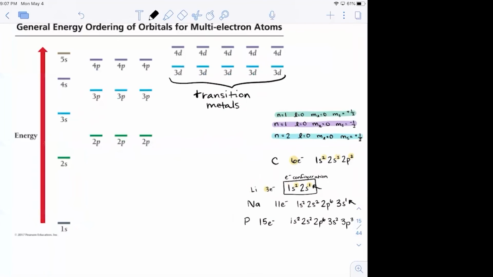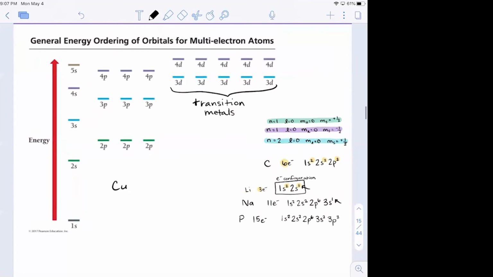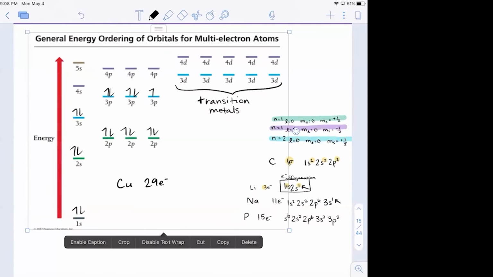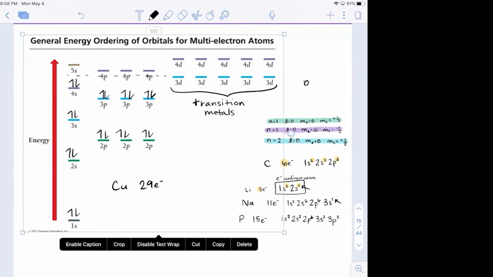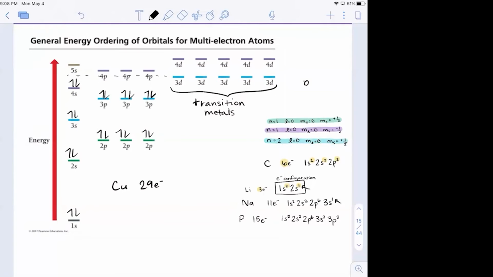Let's go ahead and look at copper. Copper has 29 electrons. 1, 2, 3, 4, 5, 6, 7, 8, 9, 10, 11, 12, 13, 14, 15, 16, 17, 18, 19, 20. Hop over here. This is the next one. 21, 22, 23, 24, 25, 26, 27, 28, 29.